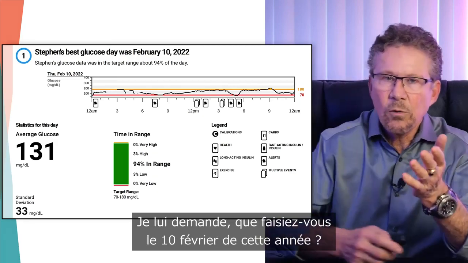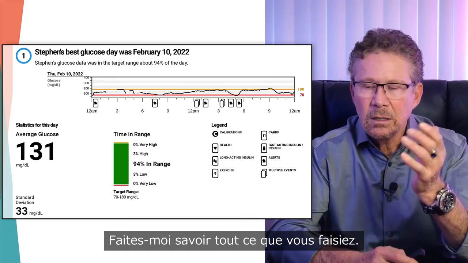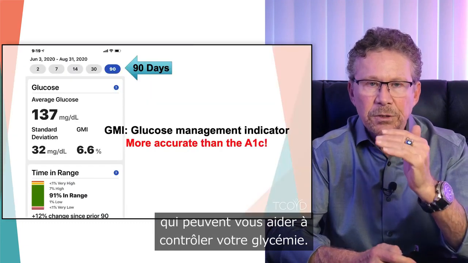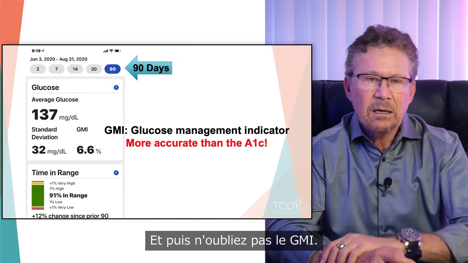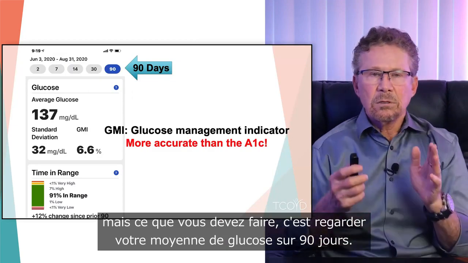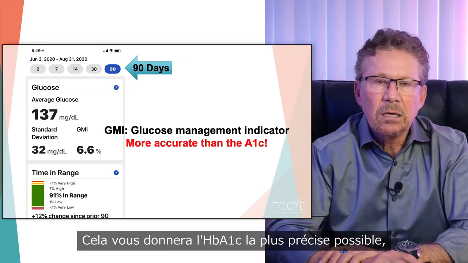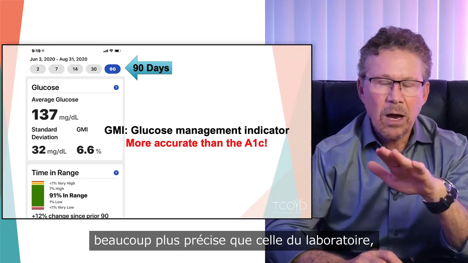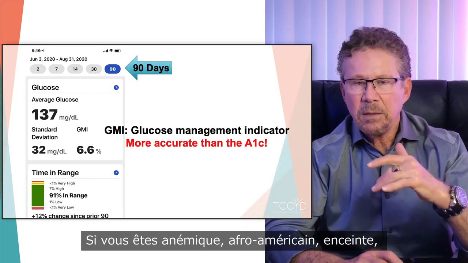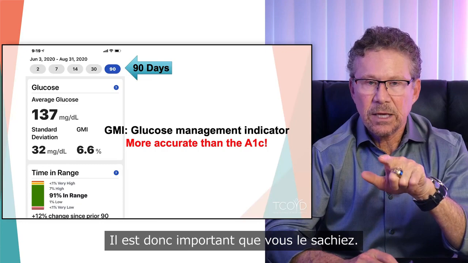I asked him, what were you doing February 10th of this year? Let me know, whatever you were doing, you might think of some tips and tricks that may help you keep your blood sugars in control. And then don't forget the GMI. I don't know where they came up with this goofy name, glucose management indicator. But what you need to do is look at your average glucose over 90 days. That'll give you the most accurate A1C that you will get. Way more accurate than the lab, which is just a laboratory method, could be fraught with errors. If you're anemic, African American, pregnant, these will make your A1C inaccurate. So that's important for you to know.